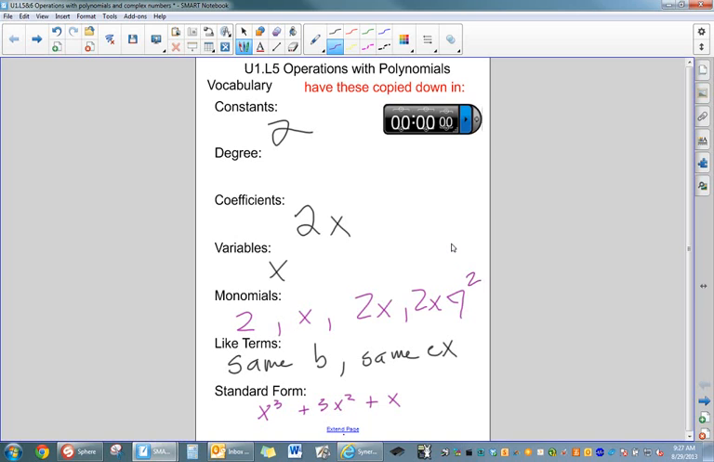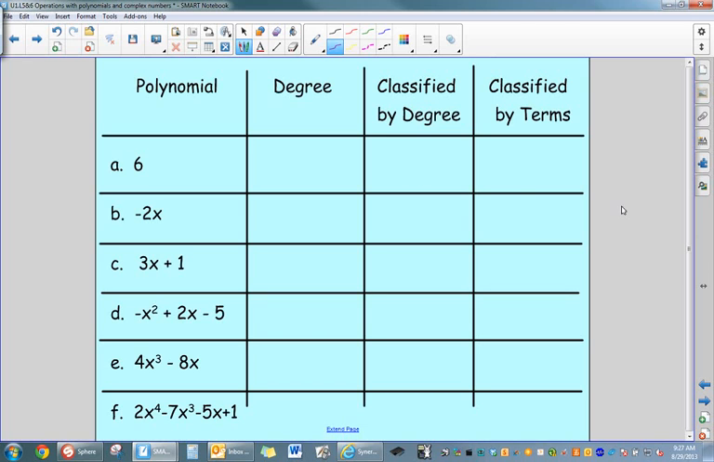Alright, I have a little chart for you. Because some of your definitions aren't good enough, we're going to describe some different things. Have you already done something that looks like this? No? Okay, then we're going to do it. Go ahead and copy down.